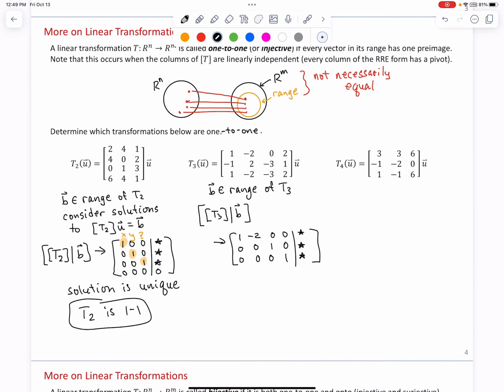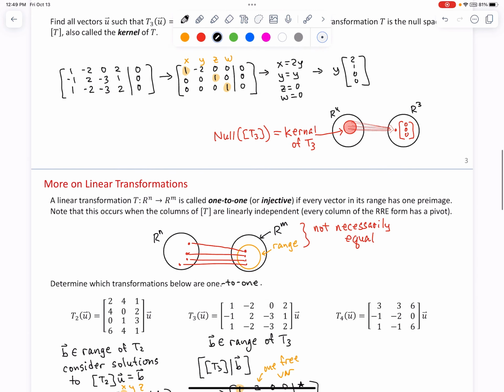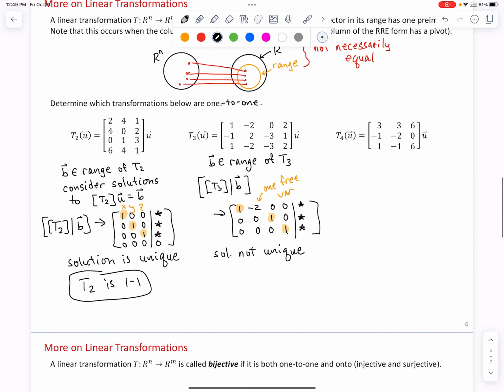But what matters is that we have 3 pivot positions, but 1 free variable. This free variable means that we're going to have infinitely many solutions. So the solution will not be unique. So this will be a situation like the previous page where many vectors in the domain will map to any one vector in the range. So T3 is not 1 to 1.